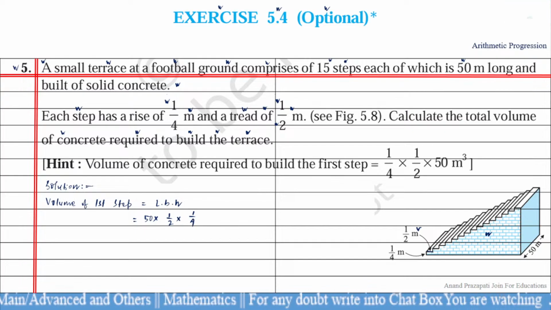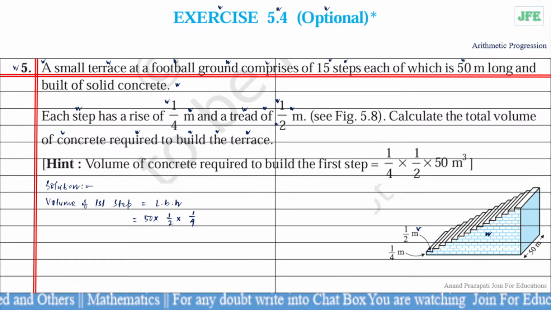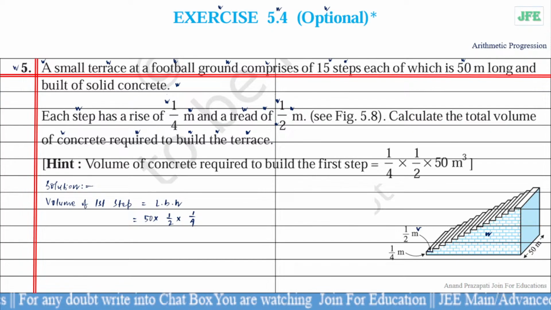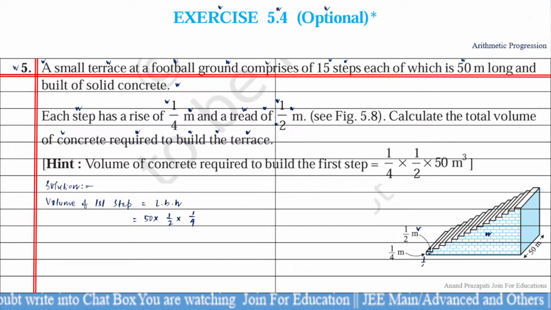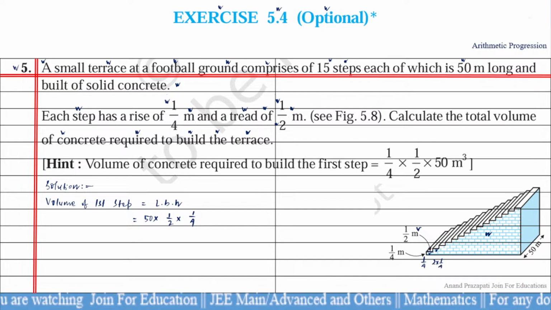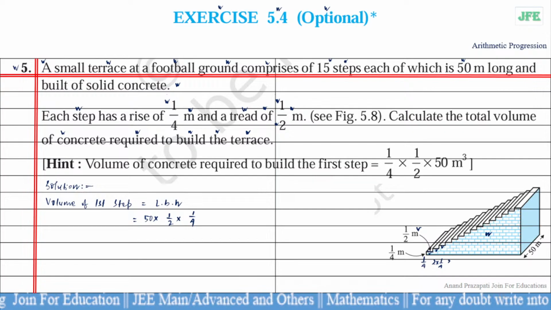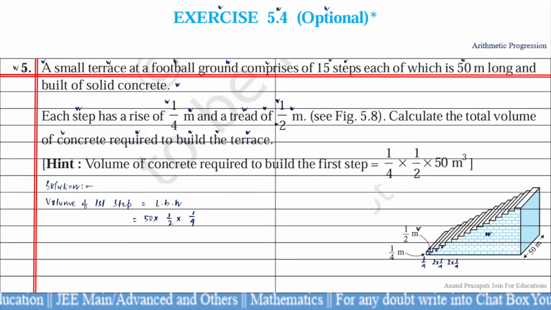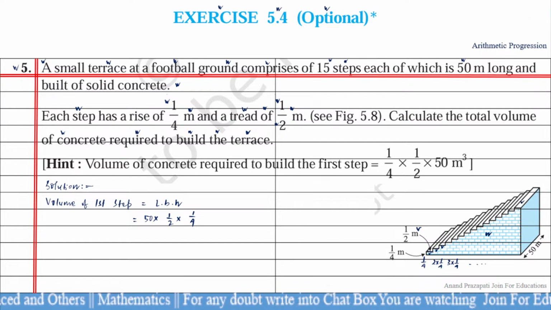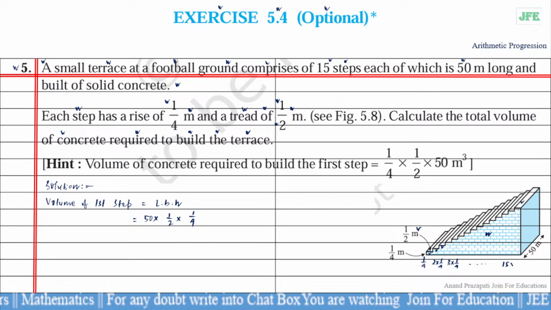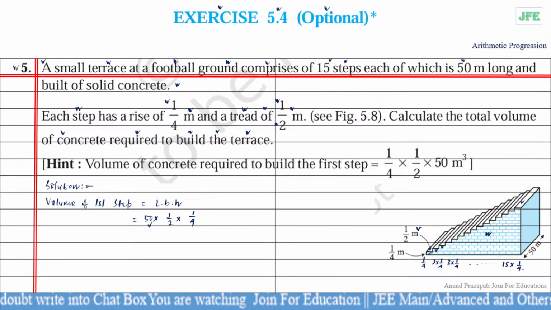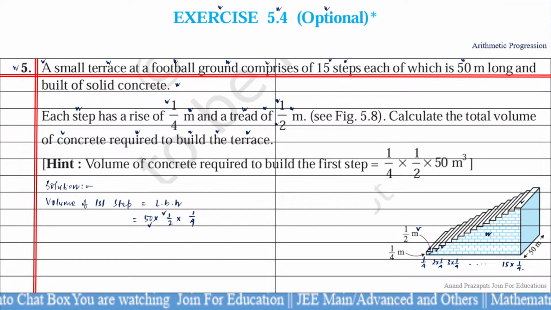For the second step, height will be 1 by 4 into 2. For the third step, height will be 3 into 1 by 4. For the first it will be 1 by 4, for the second 2 into 1 by 4, for the third 3 into 1 by 4, and so on. For the last it will be 15 into 1 by 4. So here 50 and 1 by 2 will be constant.